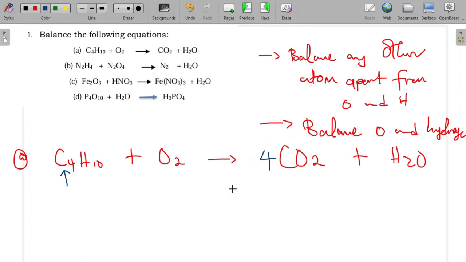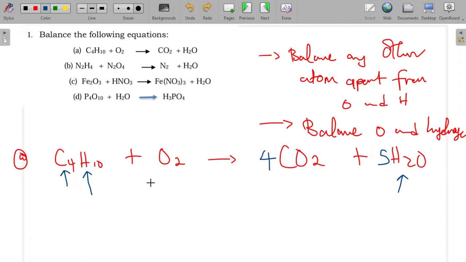The carbon has been balanced, and from there we can go and balance the hydrogen. On my left, how many hydrogens do I have? I have 10, and here I only have 2. So what do I need to do to these 2 hydrogens to make them 10? I just add a 5 in front. This means I have 10 hydrogens now. So I've balanced the hydrogens and I've also balanced the carbon.